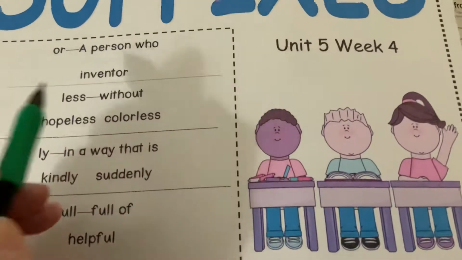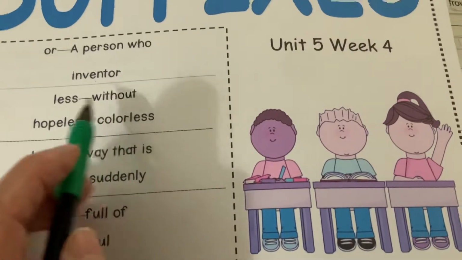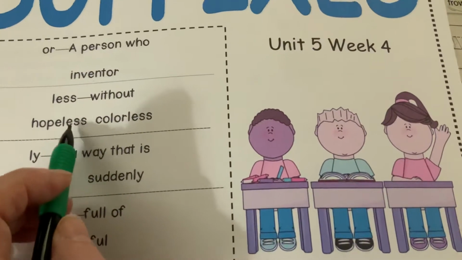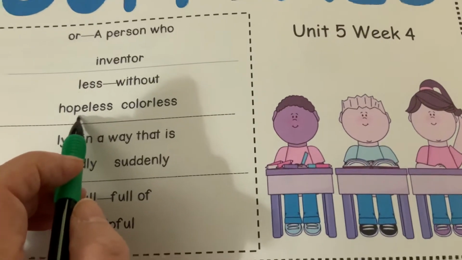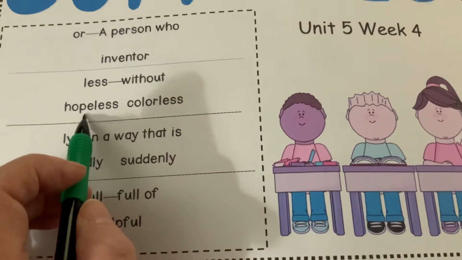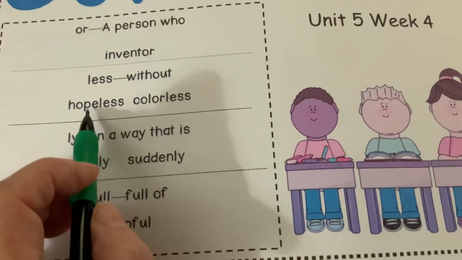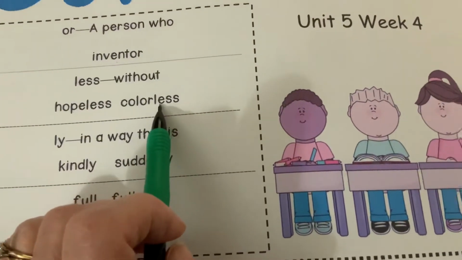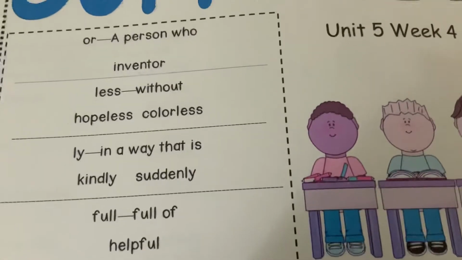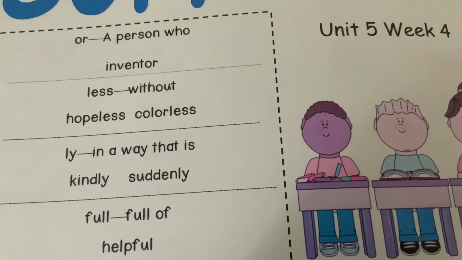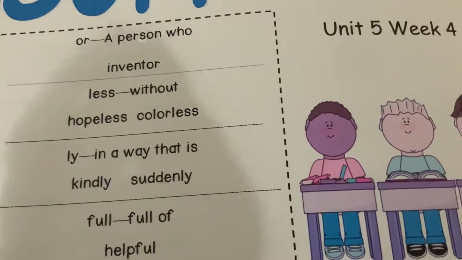Okay, we're going to talk about LESS. If you add less to the end of a word, it means without. Hopeless, without hope. He got out in the rain and he didn't have an umbrella and he felt hopeless to get home without being soaked. He was out without hope of getting home without being soaked. Colorless means without color. You do a picture in black and white. Sometimes when you get really sick, you turn all pale and someone will say, you're colorless, you're without color.